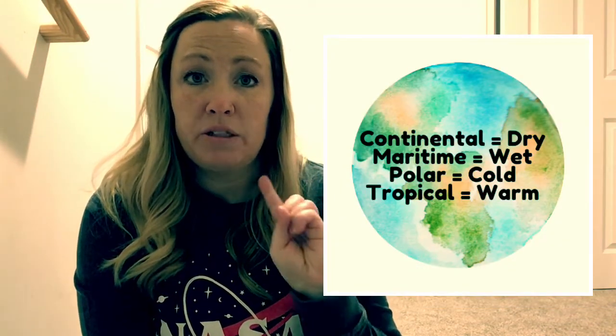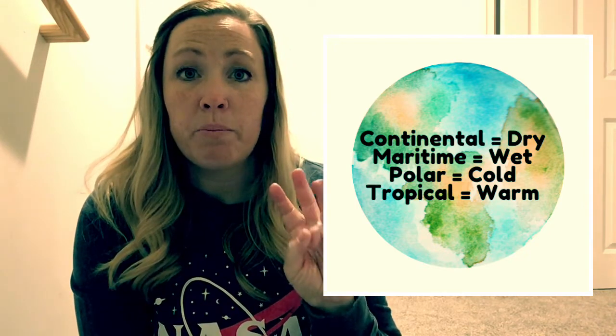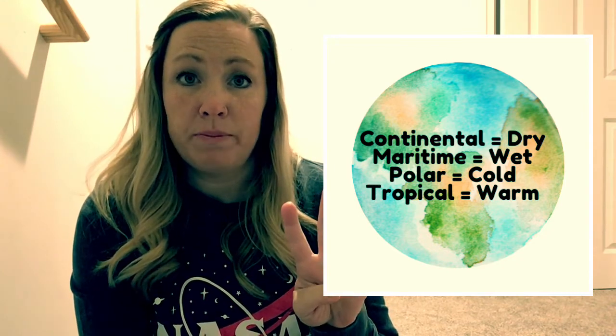The other two are a little easier. If it is a warm body of air, we call it tropical, because it's probably in the tropical area of the earth. And if it is a cold body of air, we call it polar, because it is probably coming from the North or South Pole. So our four words are continental, which means dry, maritime, which means wet, polar, which means cold, and tropical, which means warm.